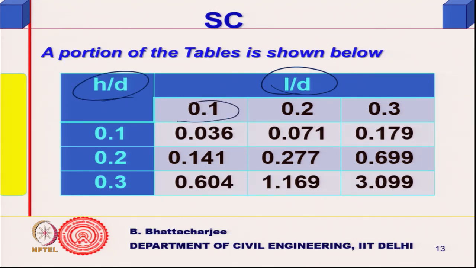So, for example, h by d 0.1, L by d 0.1, the daylight factor in percentage, chi component, is 0.036. Now, how do you find out L by D and H by D? Let us see. This is a large table. From this table, first you find out L by D and H by D.